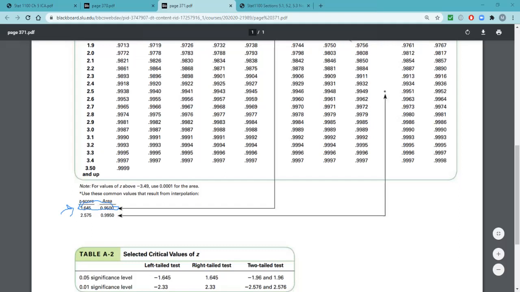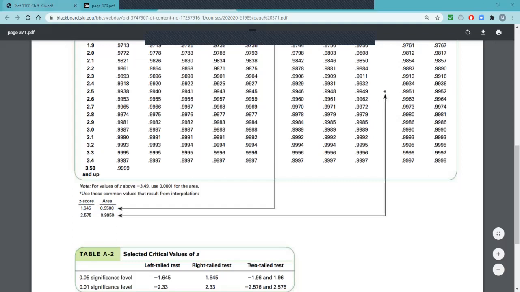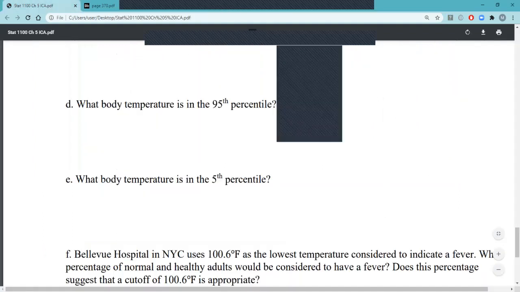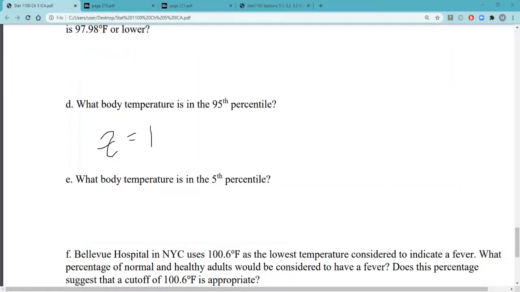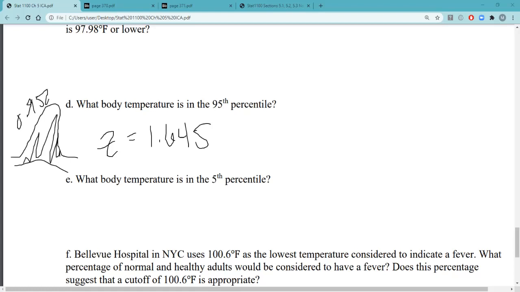So let's take that z-score now and let's use it. Okay, so I know z is equal to 1.645. And that was when we were looking for 0.9500 to the left. So I'm still not done. I still need to find what body temperature is in that 95th percentile.